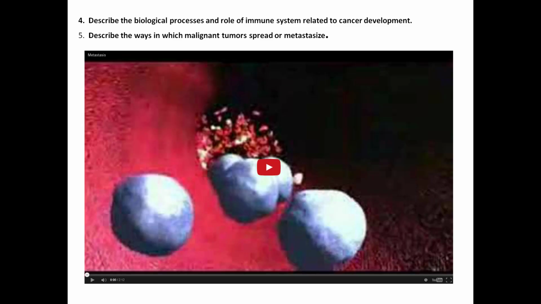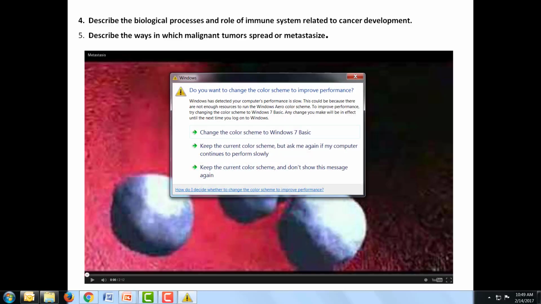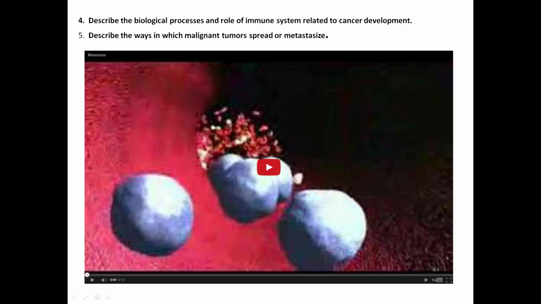The questions, pardon me: describe the biological process or the role of the immune system related to cancer development, and describe ways in which malignant tumors spread or metastasize. This is an excellent video describing this.